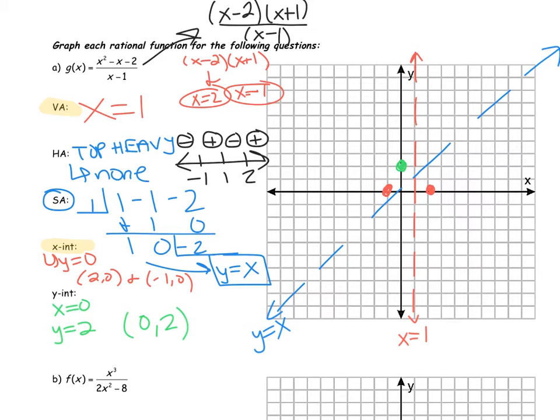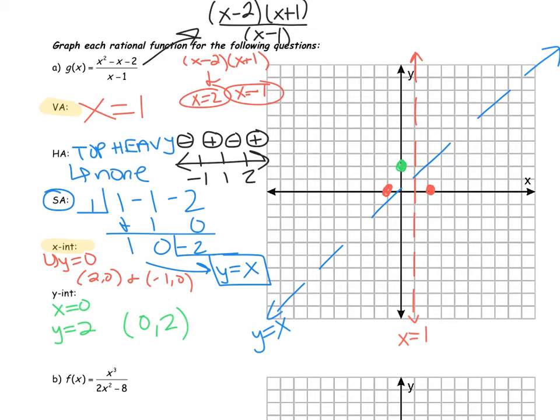When x is 0, well, 0 minus 2 is negative, 0 plus 1 is positive. A negative times a positive is a negative. And then 0 minus 1 is negative. A negative over a negative is a positive, which is why this was positive. Okay, so again, you can check out the math on your own. So if you want to pause the video here and make sure you get to those same conclusions.